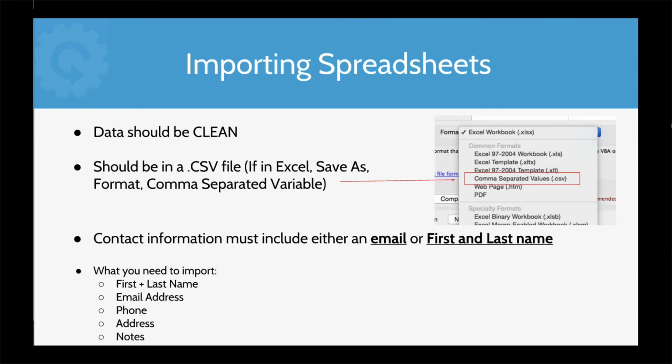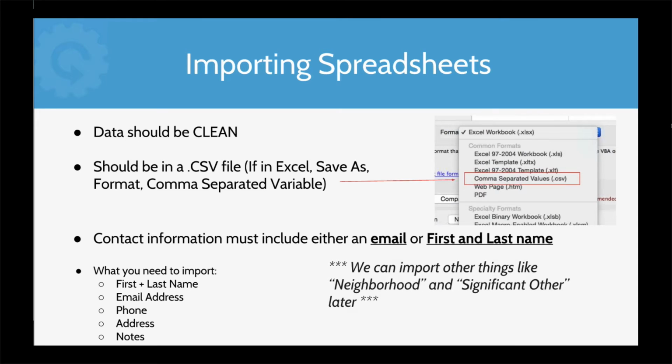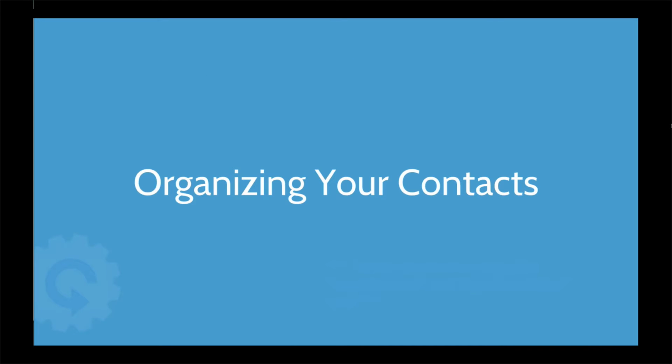So you can do first name, email address, phone number, address, notes. If you're getting really advanced, you can even import stuff like zip code, neighborhood, significant other name, etc. And if you want to know how to do that, it's very simple. Create a column in the spreadsheet, label it neighborhood, fill out the fields, and then upload it into a custom field. So that was importing spreadsheets.